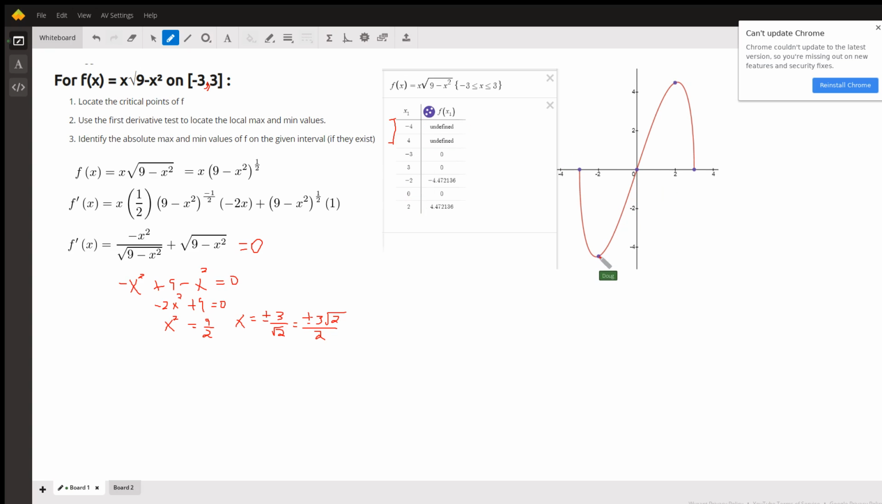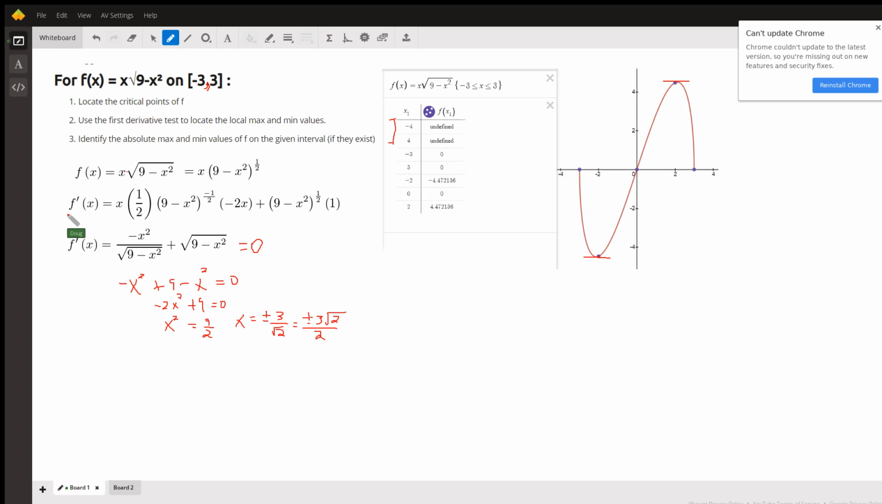Now, it looks like these points right here where x is -2 or 2 might be close to producing relative maximums and minimums, but we need calculus to figure out exactly where those are located. To do that, we're going to find the first derivative, which in this case requires us to use the product rule. Rewrite the square root of 9 minus x squared as 9 minus x squared to the 1/2 power.